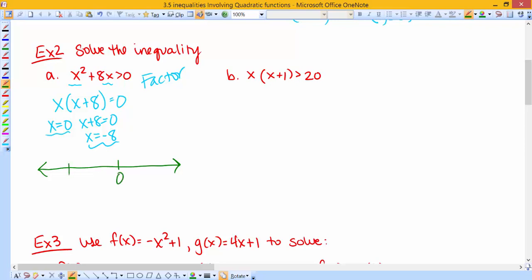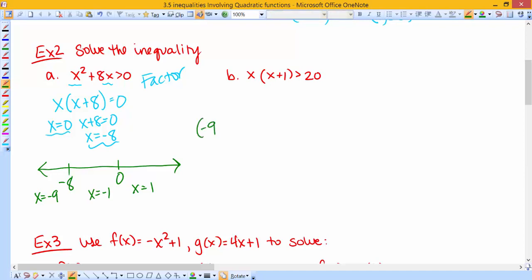Here's 0. Here's negative 8. I'm not worried about this being perfect, you guys. Now to test, you need to pick a value on the left side, in between, and on the right side. So I'm going to test x equals negative 9, x equals negative 1, and x equals 1. You have a bunch of options, and that's completely up to you how you want to test. So you're going to plug these in to the original equation.